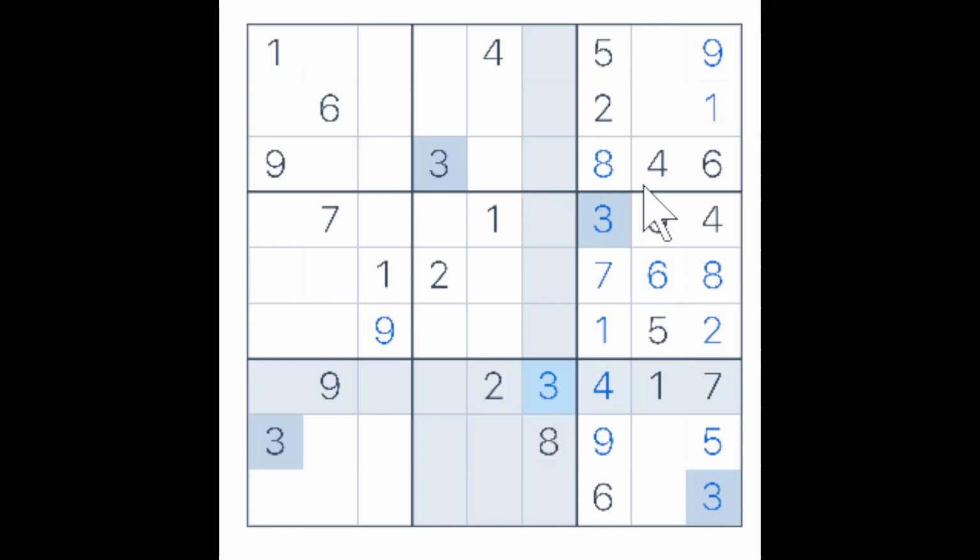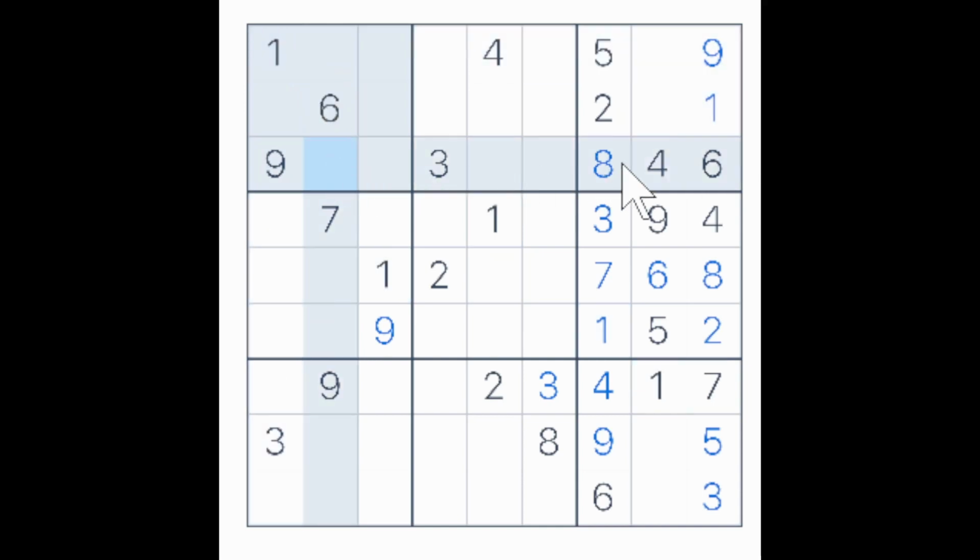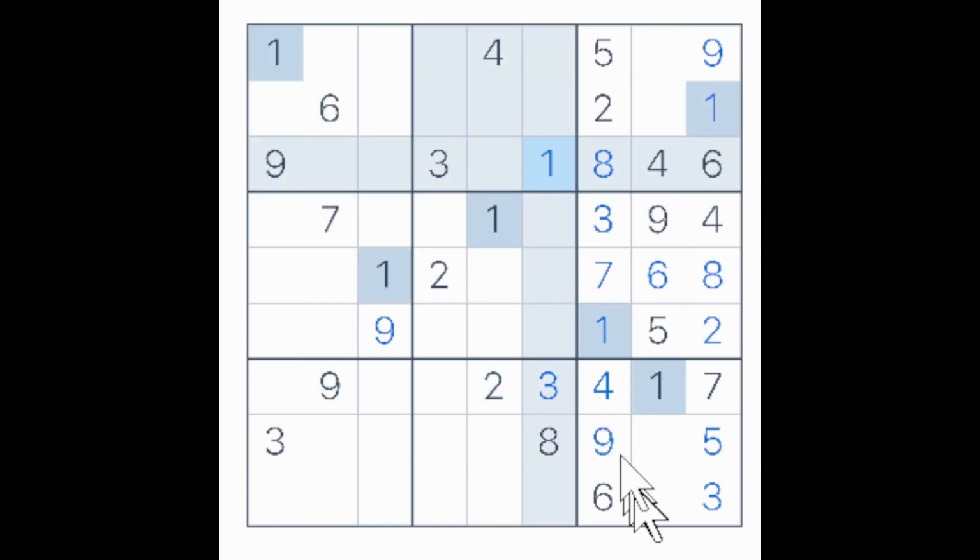We've got a couple of 1s in this row and in this row. We need to find a 1 for row 3. It can't go here because of this 1. And it can't go here because of the 1 here. So this is where it must go.